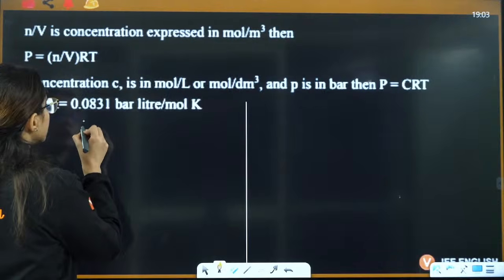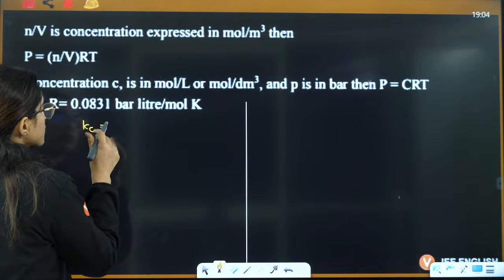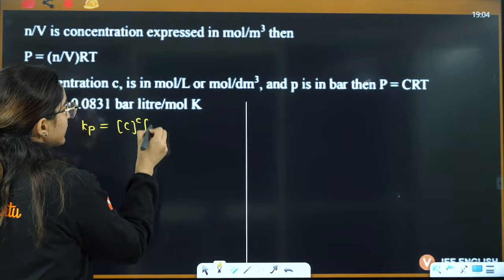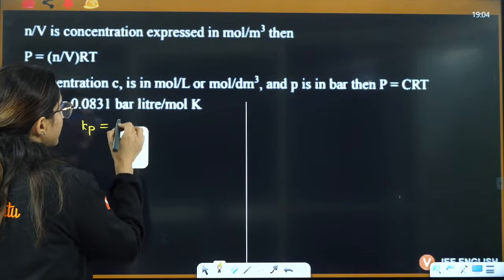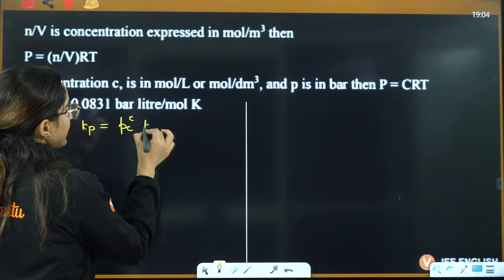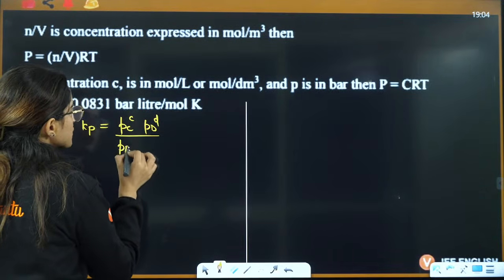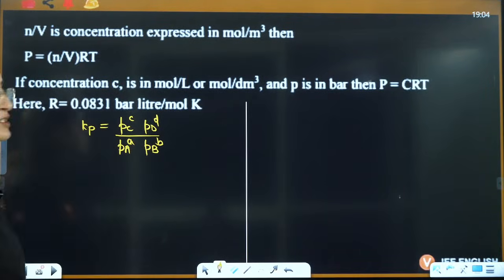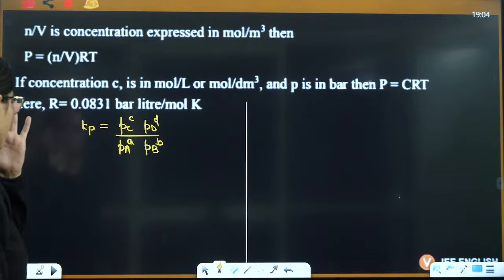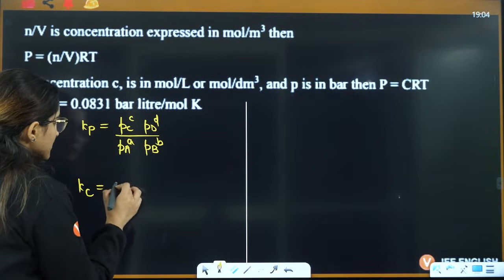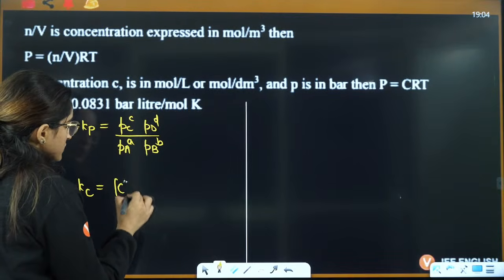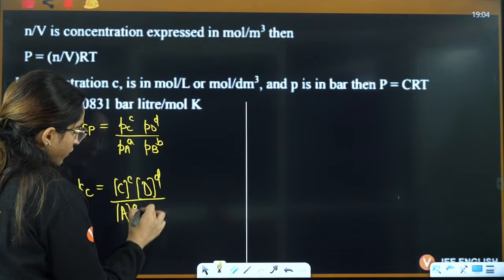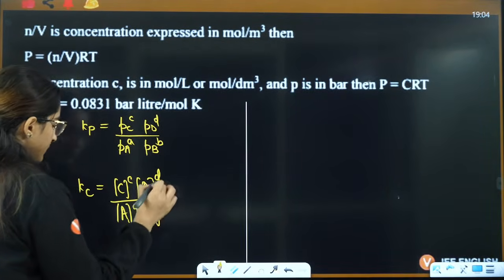What is Kp? What is Kc? Firstly I'll just write Kp. Kp is equal to Pc raised to power c, Pd raised to power d, divided by Pa raised to power a and Pb raised to power b. Okay, this is for the expression aA plus bB giving cC plus dD. And what is the value of Kc? That is nothing but concentration of C raised to power c, concentration of D raised to power d, divided by concentration of A raised to power a, concentration of B raised to power b.